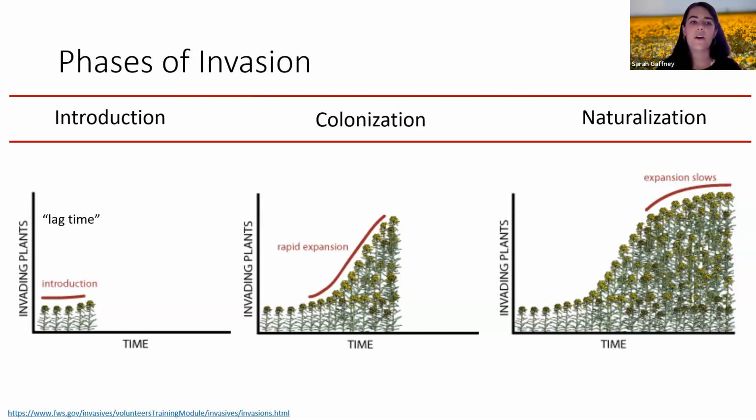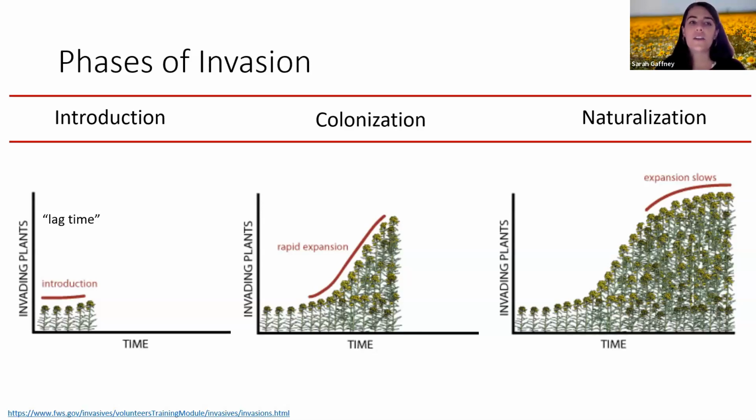And that's called the lag time, because after that lag time is over, all of a sudden it starts rapidly expanding in its population area and its range. It starts invading into all of these habitats and ecosystems and becomes quite out of control. And then eventually it enters the naturalization phase, because it really has invaded all of the areas that it can invade, and expansion has started to slow down. Now that species has become so entrenched into that ecosystem that, for good or for worse, it's just here for good now.